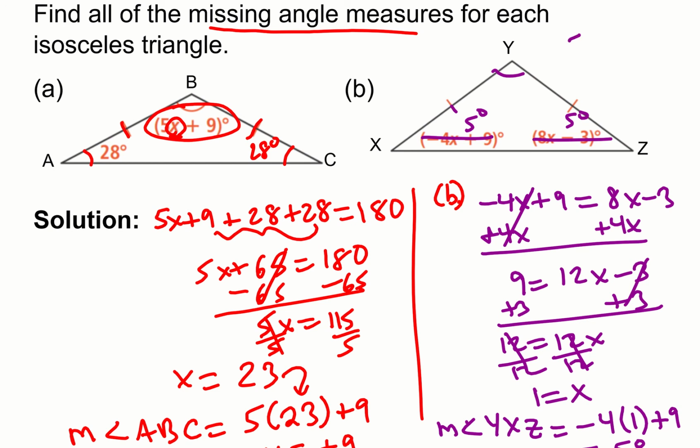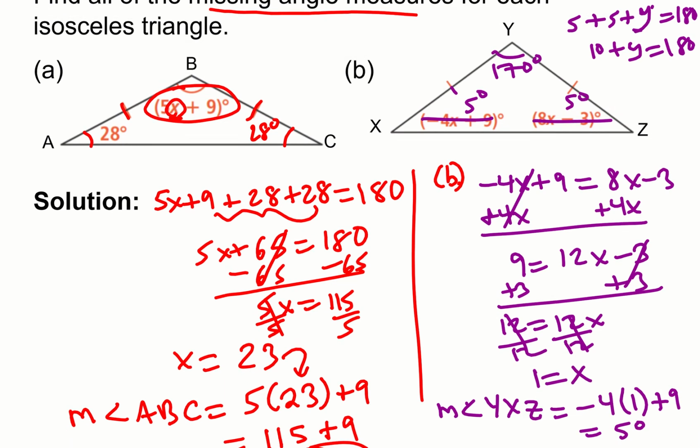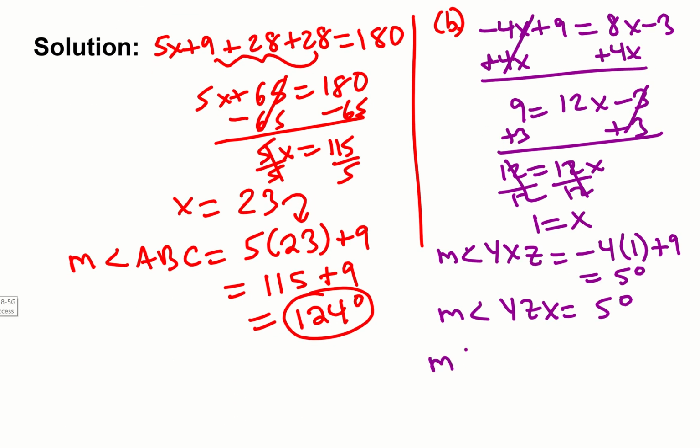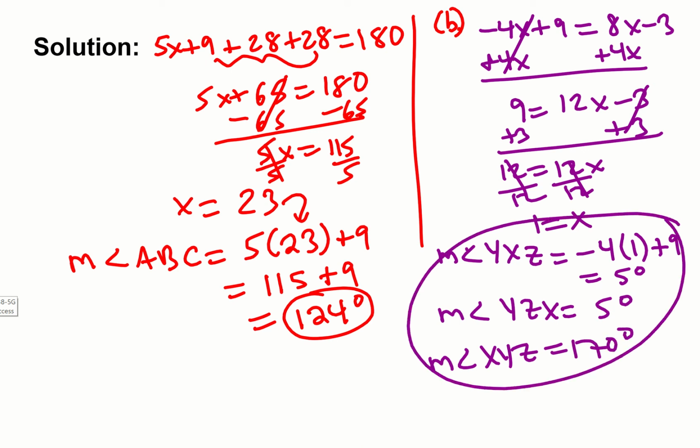Well, then these three angles have to add up to 180, right? So we have 5 plus this unknown angle, which I'll call y because we had x already, equals 180. So 5 plus 5 is 10. So 10 plus what is 180? Well, it's going to be 170. So this here has to be 170 degrees. And so now we can say with confidence the angle XYZ is 170 degrees. And those are my three angles.